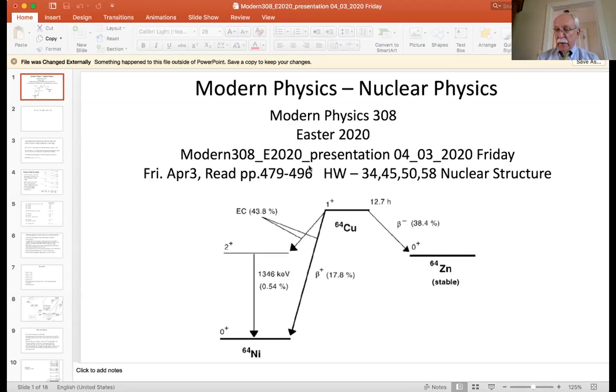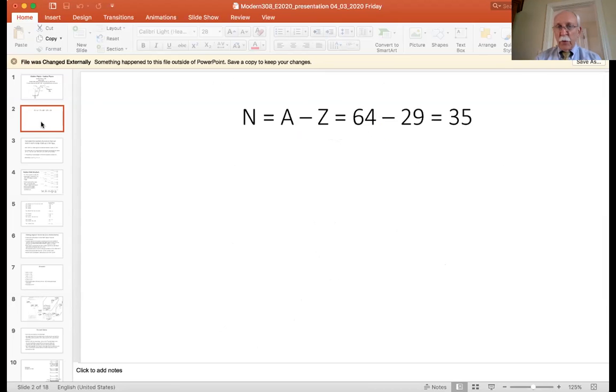So let's figure out a few things and get going. First of all, how many neutrons does copper have? And I'm going to stop and let you take a look. Or if you'll stop your video and take a look. This is what you should have calculated, that there are 35 neutrons in copper. Simple calculation. Sometimes it's easy to forget what you're doing here.